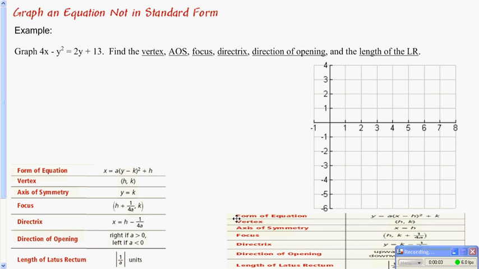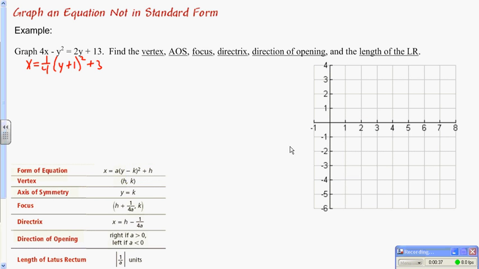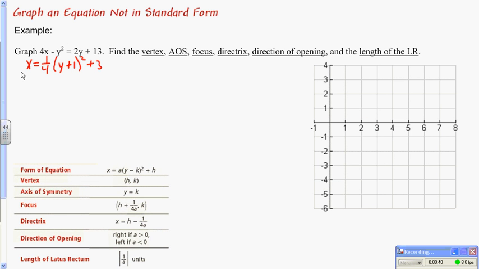Lesson 8.2, Part C. Now here we have an equation that we've done before. If you remember, we solved it for x, and that equation ended up being x equals 1/4 (y plus 1) squared plus 3. Now notice it's x equals, so that means we're not going to use this one where it's y equals. So I'm going to get rid of that one. We're going to use this one. Be careful, so watch carefully as we do this.